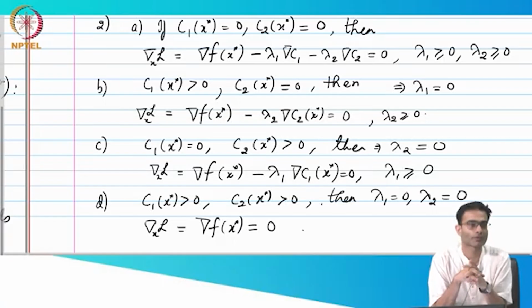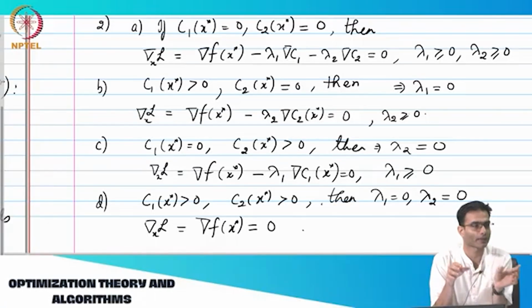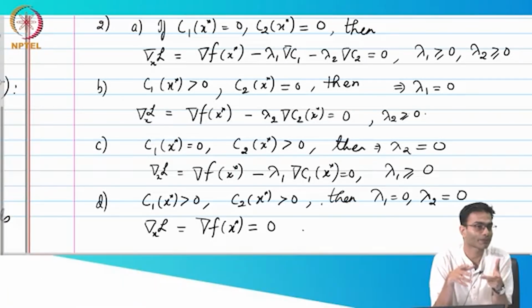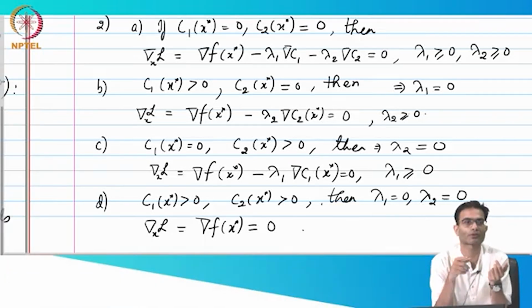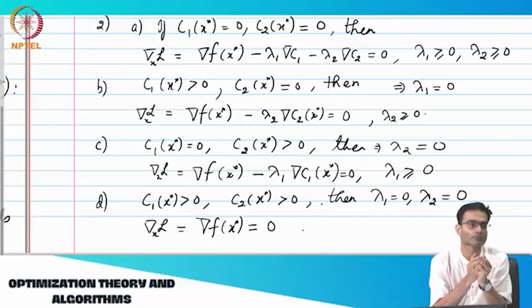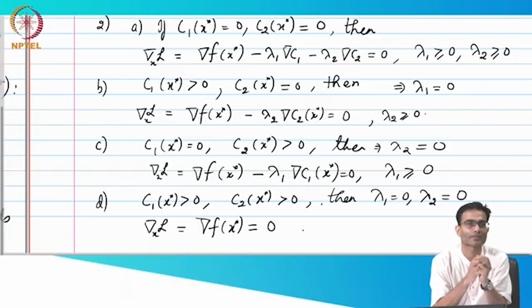You would have a lambda 3 if you had a third constraint, equality or inequality. If it's an equality, it will always be equal to 0. C3 x is always equal to 0, so you would have to maintain that. Lambda 3 need not be greater than or equal to 0. It can be anything, because the greater than or equal to 0 condition is for inequality. For equality, it can be anything. If it is inactive, then it has to be 0.